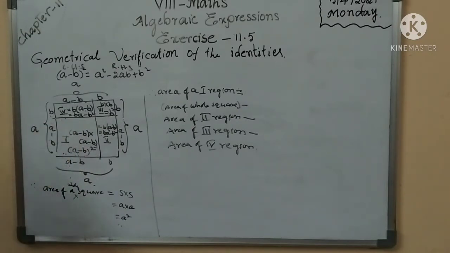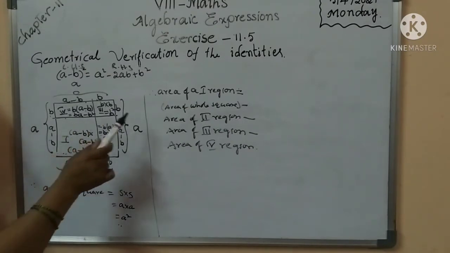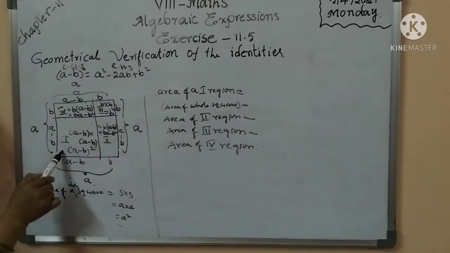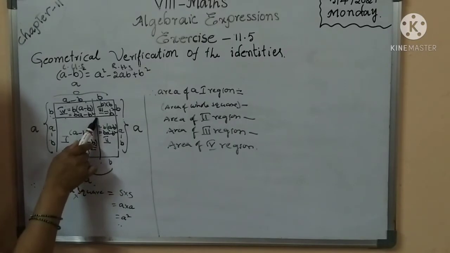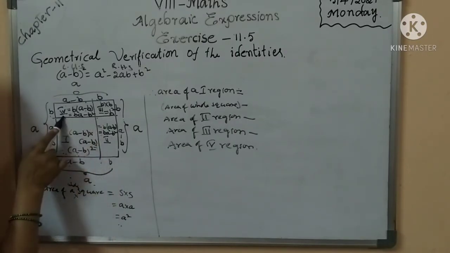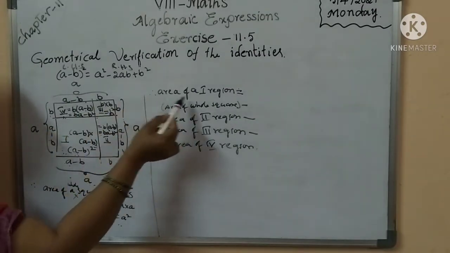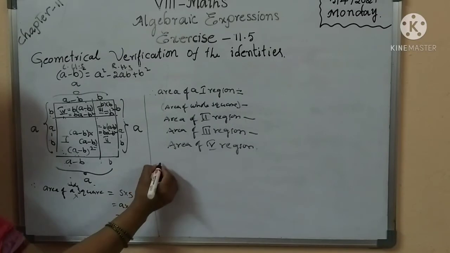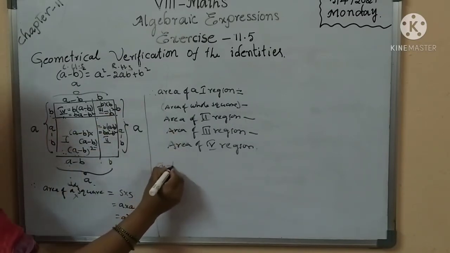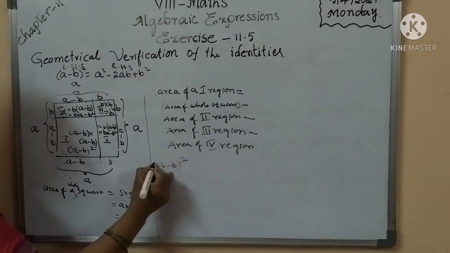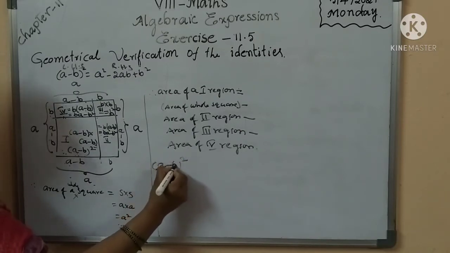So how to write that? Area of the first region, area of a square, equal to a square. Next, rectangle: area of the rectangle, second region, minus area of the square, third region, minus area of the rectangle, fourth region. Okay. So the area of the first region is (a minus b) whole square.